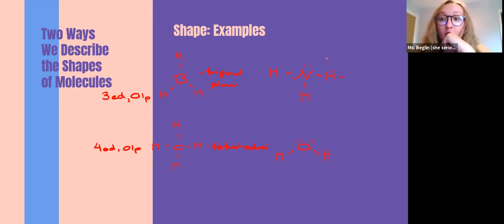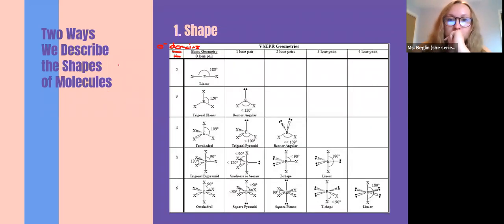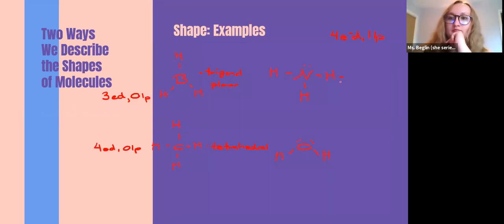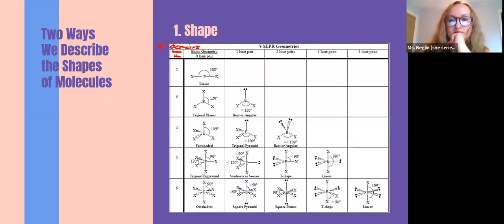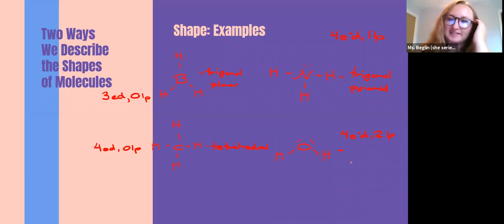Ammonia. I have 4 electron domains and 1 lone pair. Trigonal pyramid. And water, I have 4 electron domains and 2 lone pairs. Bent or angular. I prefer bent. Okay.